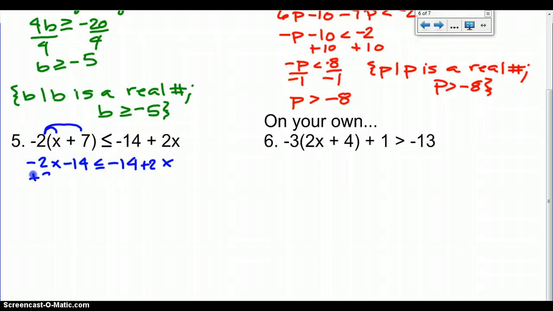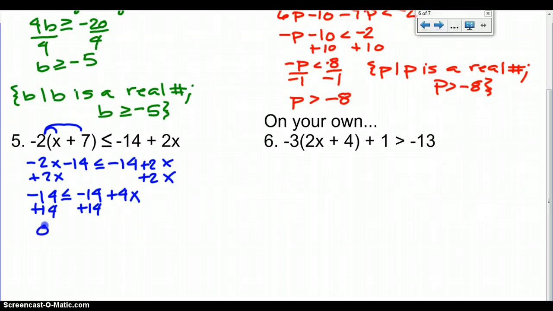I'm going to add the 2x because I like to have positive variables, but you guys can do whatever. Negative 14 is less than or equal to negative 14 plus 4x. Get rid of the 14, plus 14, plus 14. We have 0 is greater than or equal to 4x. Divide by 4. Divide by 4. 0 divided by 4 is 0. And then we have less than or equal to x.